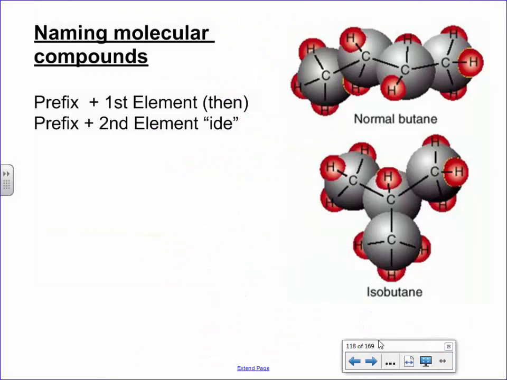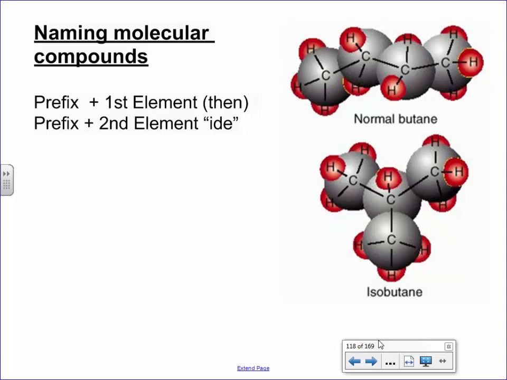Here's how we name them then. It's a very simple naming scheme. Okay. When you name something, it follows these rules. Okay. First, you use a prefix. Then you use the first element. Then you use a second prefix. Then you use the second element, and you change it to "ide." And that sounds so complicated that you're probably thinking, wow. But you guys already know this.